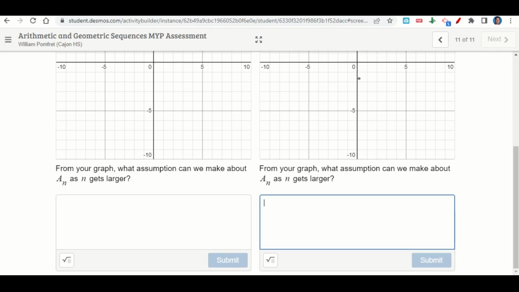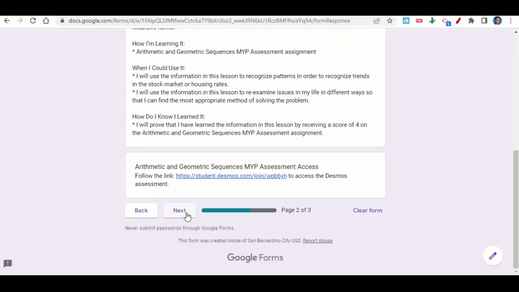So once you're done with this activity, you'll go ahead and go back to your Google form and click next. This will take you to your before you go. Go ahead and fill out your before you go and then submit your work on Google Classroom.